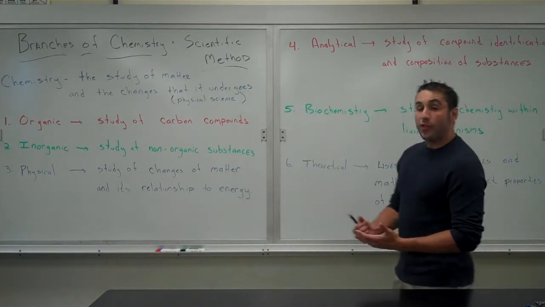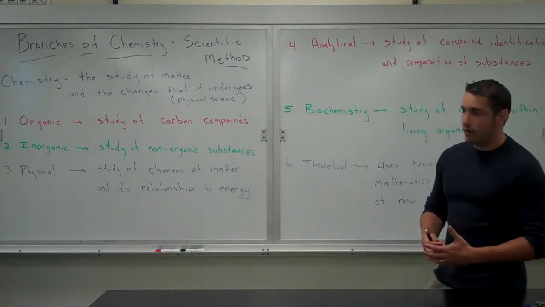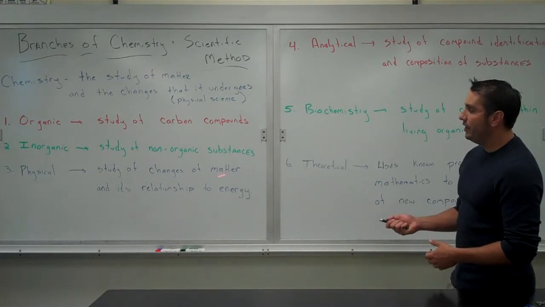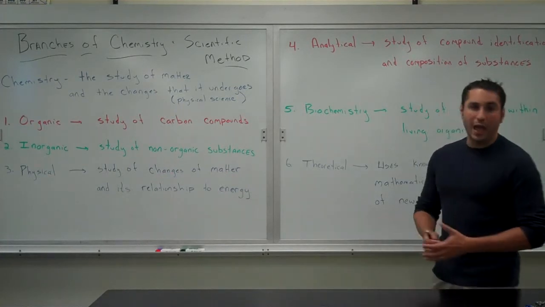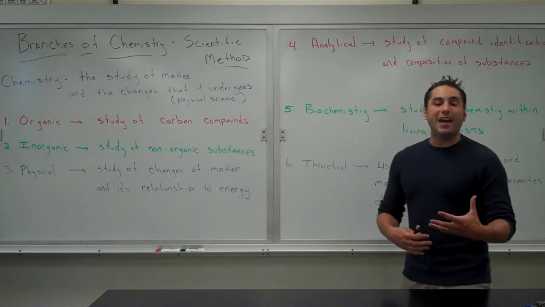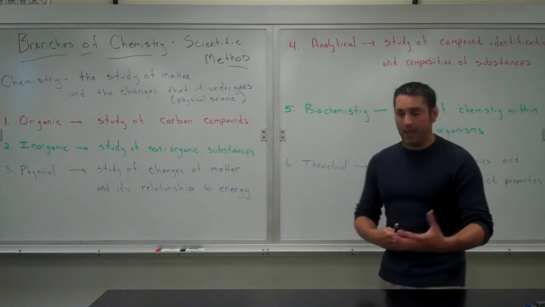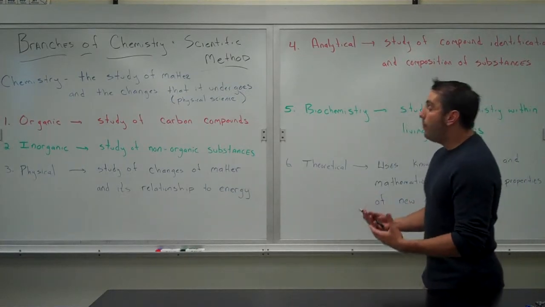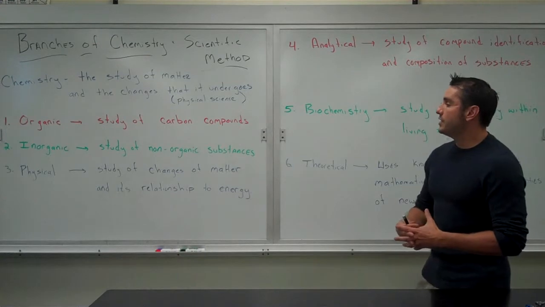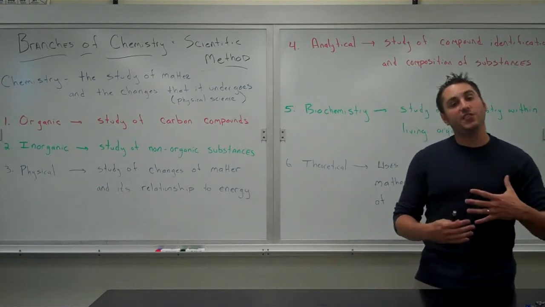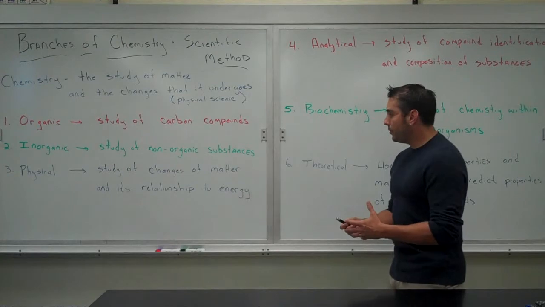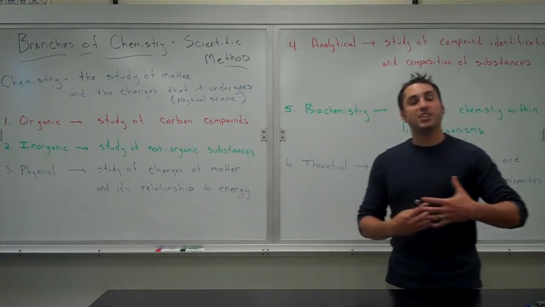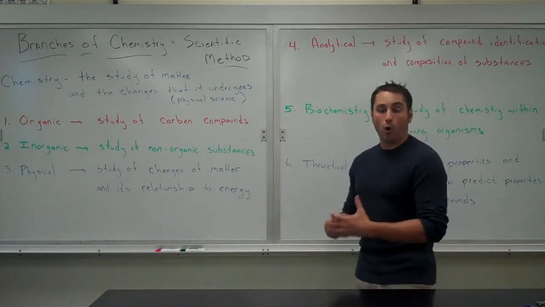The third branch of chemistry is called physical chemistry. Physical chemistry is defined as the study of changes of matter and its relationship to energy. Now, you'll learn later that matter is anything that has mass and takes up space, and it's shown up in a few of these definitions, so I want you to hear it. But physical chemistry focuses not on what the properties of individual elements are, but in particular, energy that's associated when things change about elements or compounds.